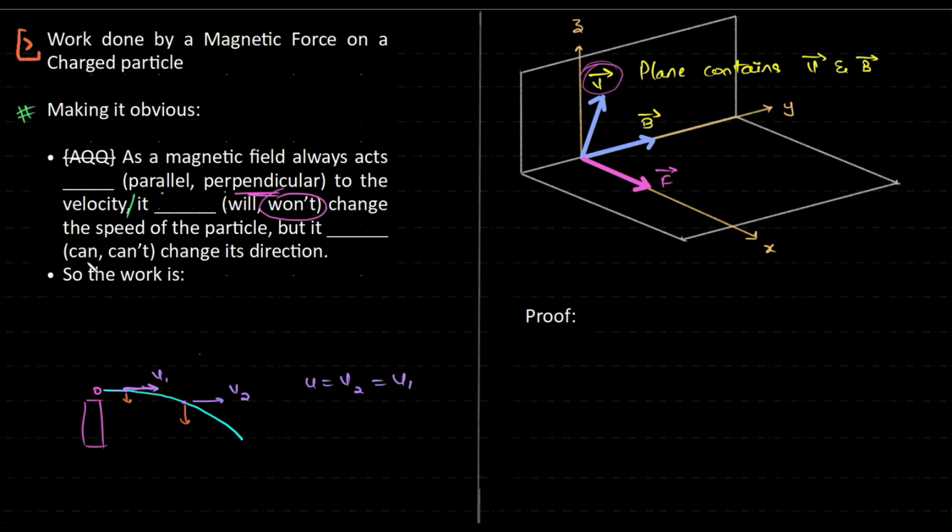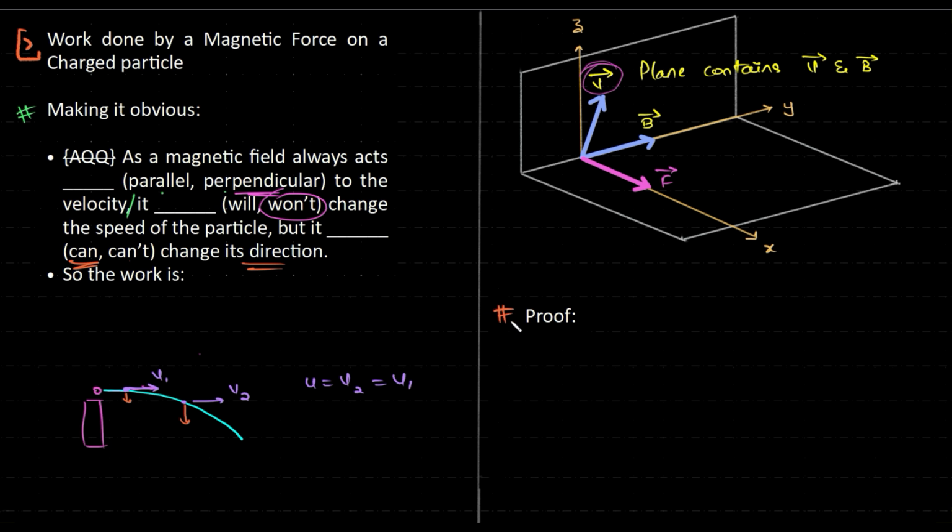But it can change its direction. So it won't change the speed of the particle, but it can change the direction. Right? You can see that the direction is changing over here. Same thing happens with the charge. So basically, a charge moving in a magnetic field will be able to change its direction, but not its speed. It can't increase the speed or decrease the speed. Technically, velocity is changing. What I meant is that the magnitude of velocity, or the speed, is not going to change.